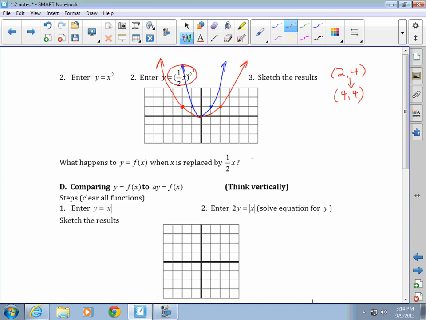So it says, what happens to our graph when x is replaced by 1/2 x? Wider. And we call that a horizontal stretch. It's a compression when it was greater than 1, because it squeezed it in, and it's a stretch or an expansion now because we're making it wider, squishing it out. It's a horizontal stretch by 2. We doubled those x values.